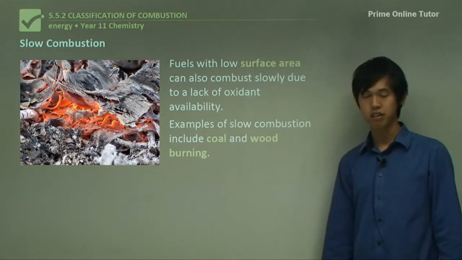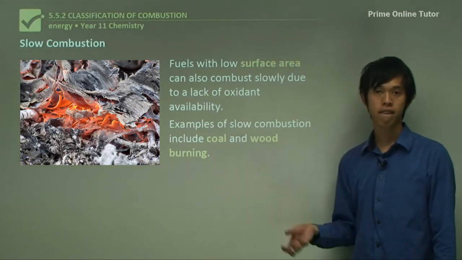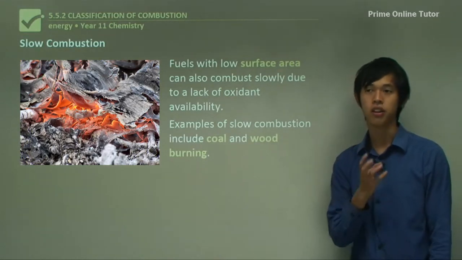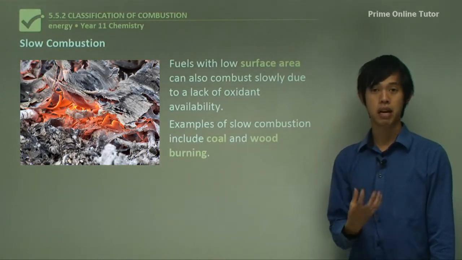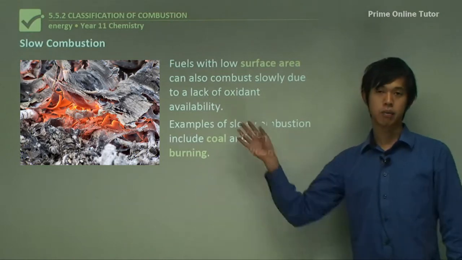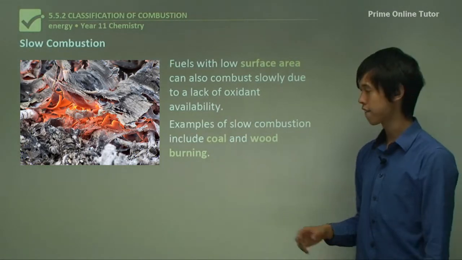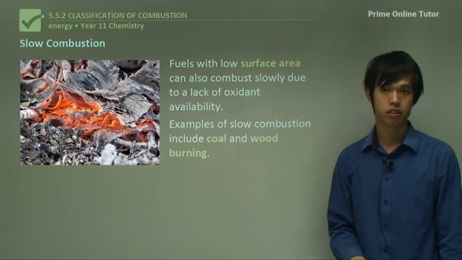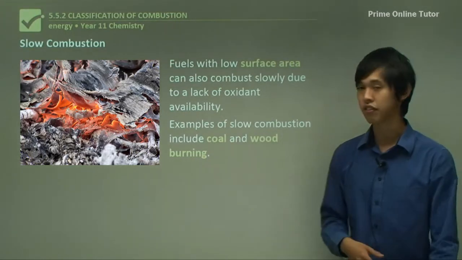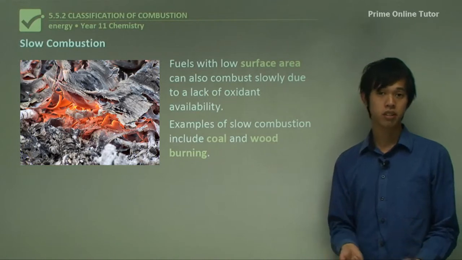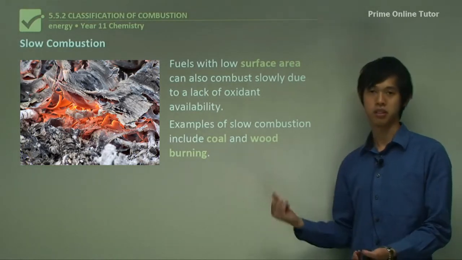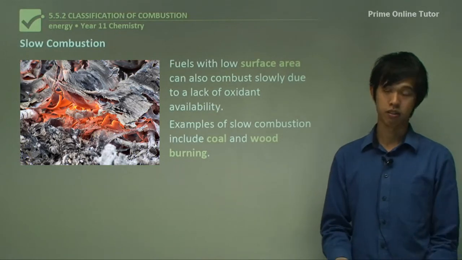So examples of slow combustion include coal burning. When I say coal burning, I mean lumps of coal, not the type of coal burning that you see in a power plant, but like that barbecue coal that I showed you before, and wood burning like this. Wood burning is an example of very slow combustion. There are of course other examples, but these are the two most common ones that you'll see. Coal you see in your barbecue, and wood at a fireplace or in a bonfire.